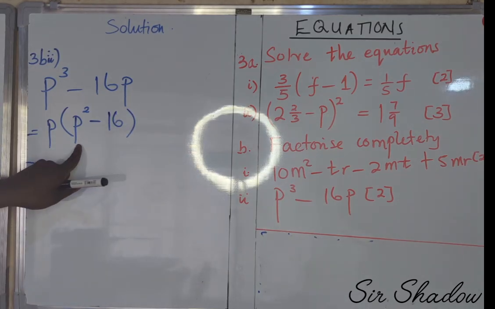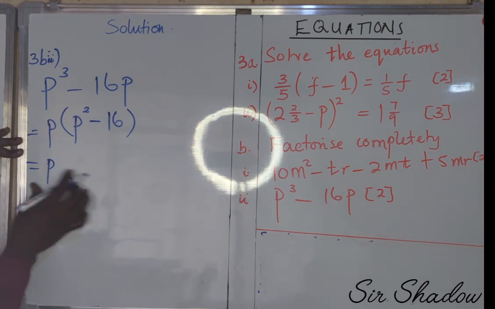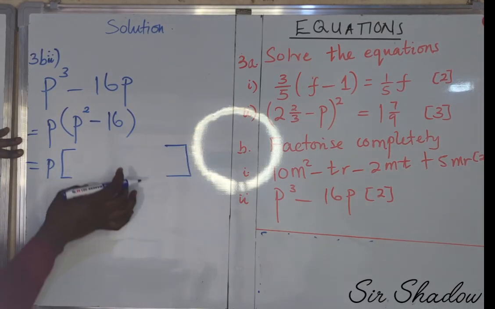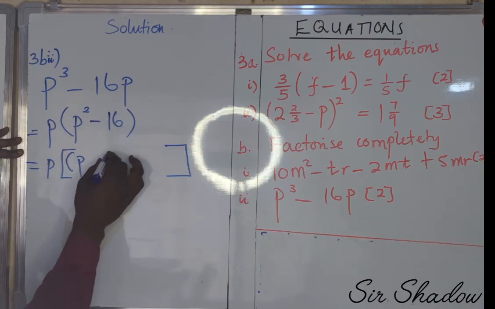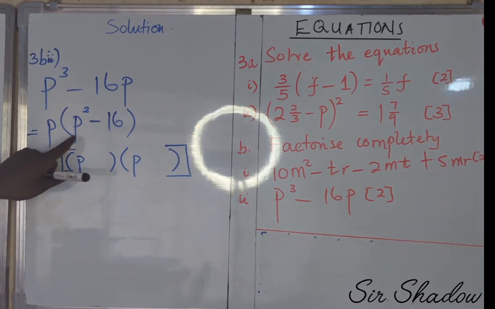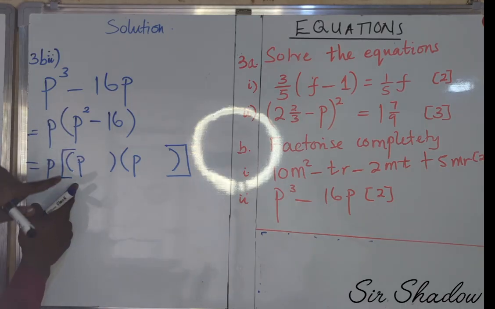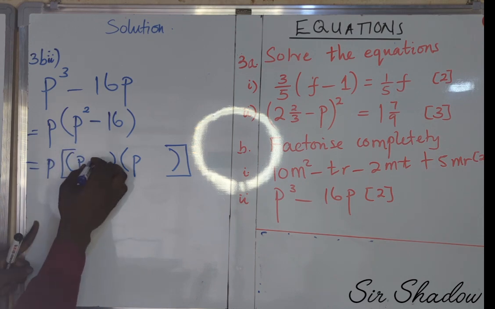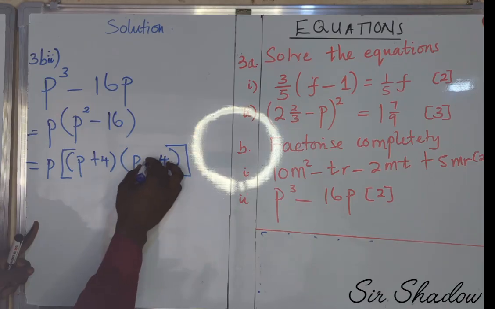Why? Because you still have a difference of two squares here, p squared minus 16. So you still maintain the same p outside the brackets. Then you put a big bracket. Inside this big bracket, we are going to factorize this. So I put p, I close here, I put a p, I close here. Remember there is a square root of p squared, which is p. There is a square root of 16, which is 4. But remember this one is a difference of two squares. Here we put a positive 4. Here we put a negative 4.